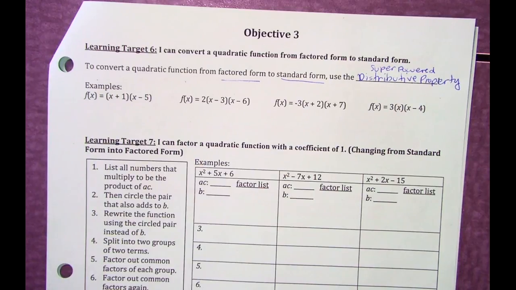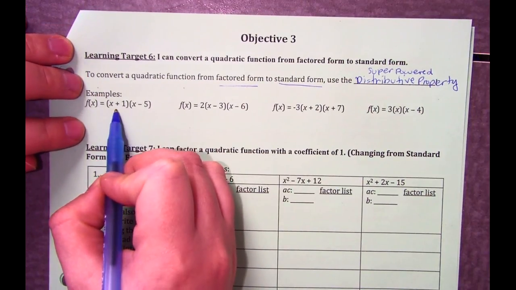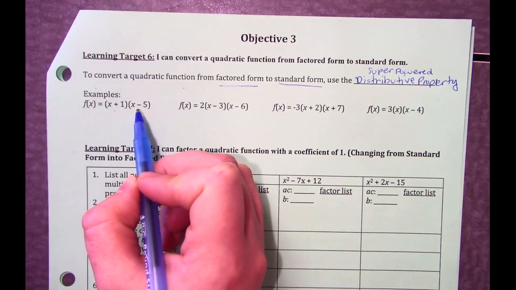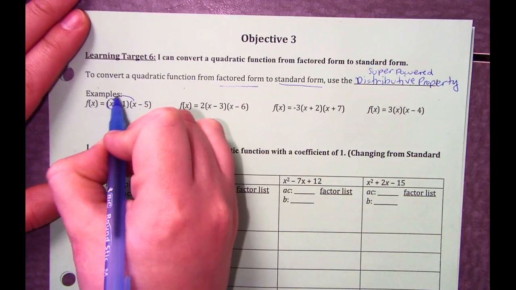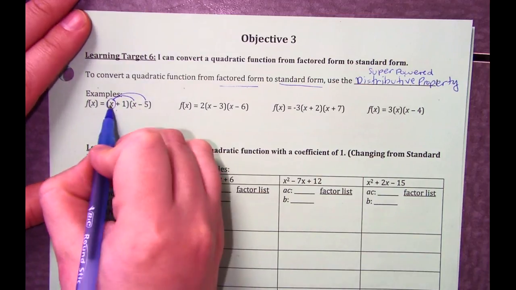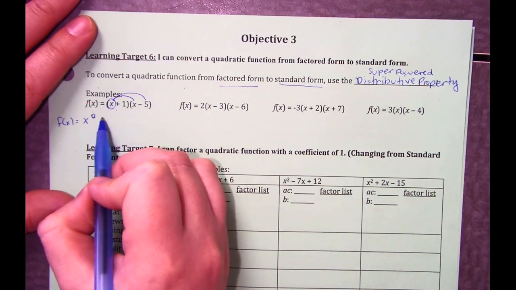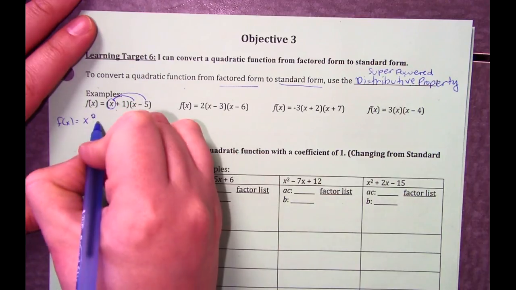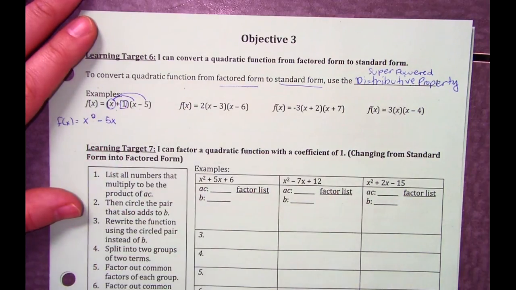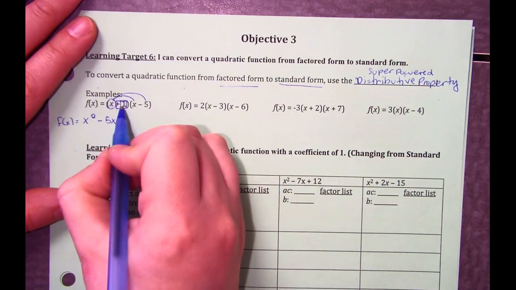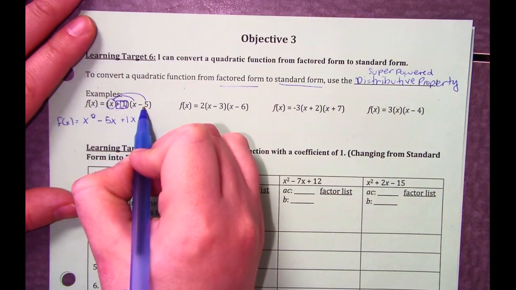So the way that we do this is, if we have this right here, it says f of x equals x plus 1 times x minus 5. First, we're going to take the first term over here, this x, and we're going to multiply it by the x and the negative 5. That's the first part. So x times x gives us x squared, so we have f of x equals x squared, and x times negative 5 is negative 5x. Now, we're going to take this 1, positive 1 really, and do the same thing. So 1 times x is a positive 1x, and a positive 1 times a negative 5 is a negative 5.